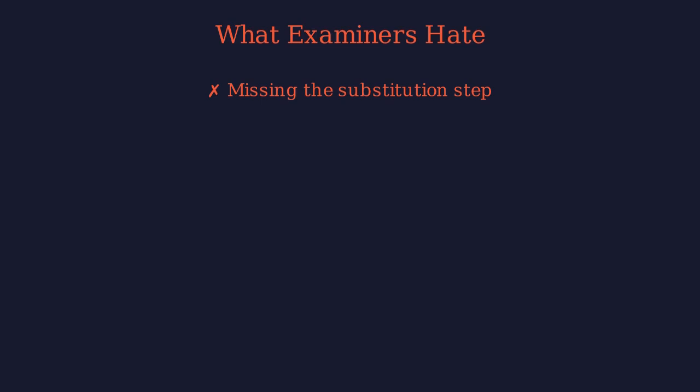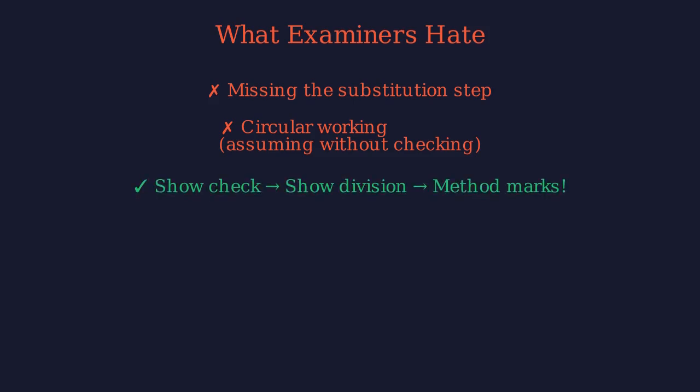What do examiners hate to see? 2 things. 1. Missing or unclear working. For example, writing x equals 3, so factor is x minus 3, but not showing the substitution. 2. Circular working. You must not assume a factor without a check. If you do the check and the division, the marker can award method marks even if a sign slips later.